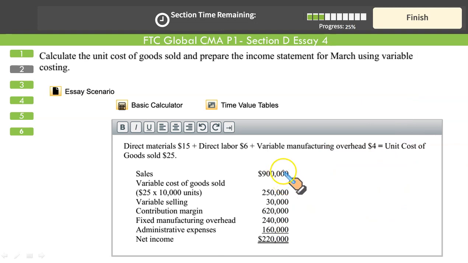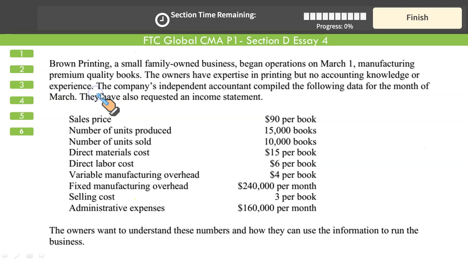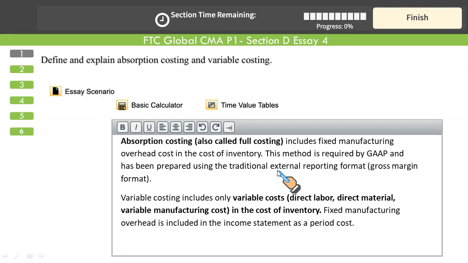Simple single column, sales, all the variable cost. 25 is basically the sum of these three costs: 15 for material, 6 for labor, 4 for variable overheads, which gives 25. This is the variable cost of manufacturing. That's what he's taken.